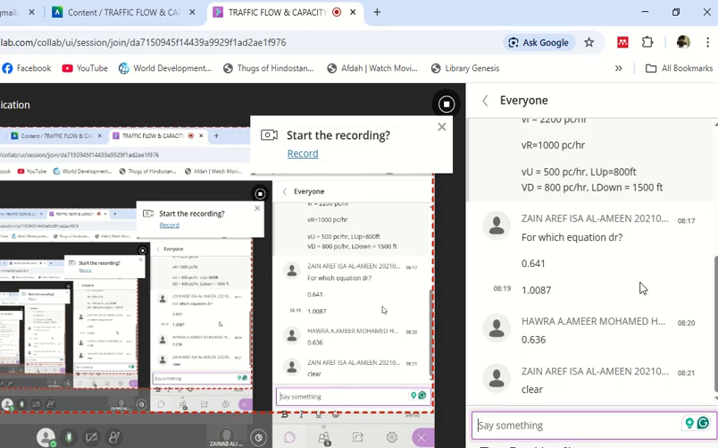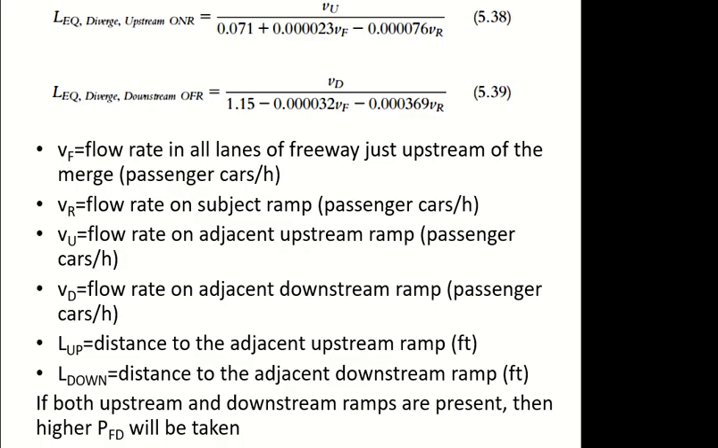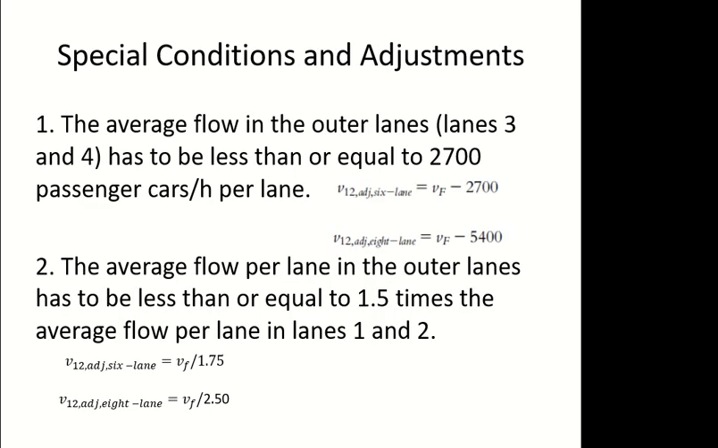Okay, and again, why are we taking the highest one? Because that will give you the maximum flow. So you are taking the worst case. The highest one gives you the worst case.